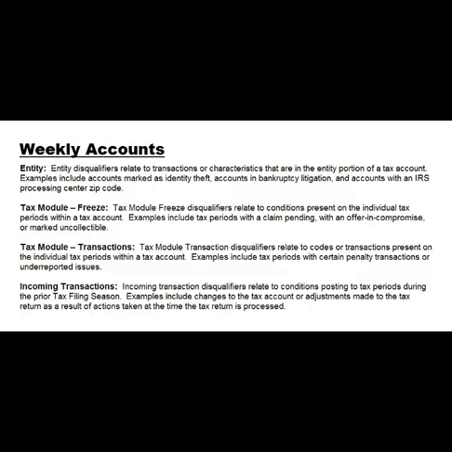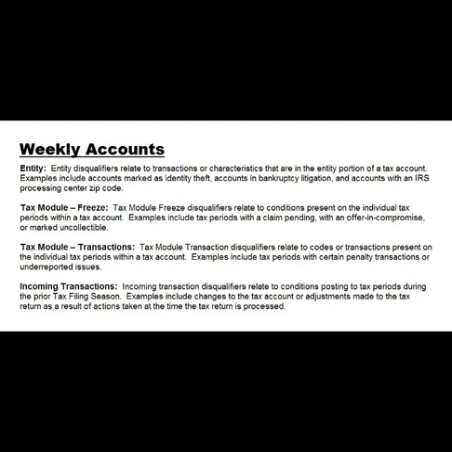What are the disqualifiers that would get your account moved to weekly processing? They are entity. Entity disqualifiers relate to transactions or characteristics that are in the entity portion of your tax account. Examples include accounts marked as identity theft, accounts in bankruptcy, litigation, and accounts with the IRS Processing Center zip code. Tax module freeze. Tax module freeze disqualifiers relate to the condition present on the individual's tax period within a tax account. Examples include tax periods with a claim pending, with an offer in compromise, or an account marked uncollectible.